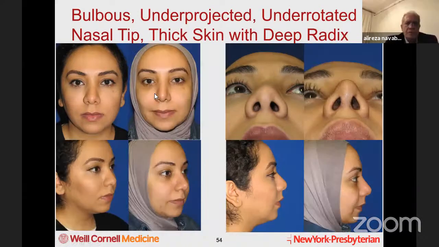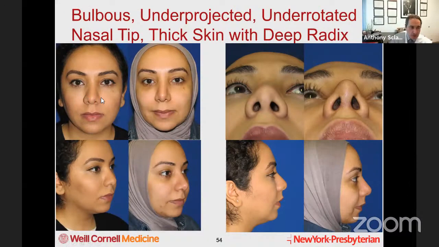And here you see her afterwards. She doesn't have this really amorphous rounded tip. She's got a nice defined tip. Not amorphous, triangular shaped tip. Look at the nostrils. They're oval instead of round. Her profile is actually pretty good, right?